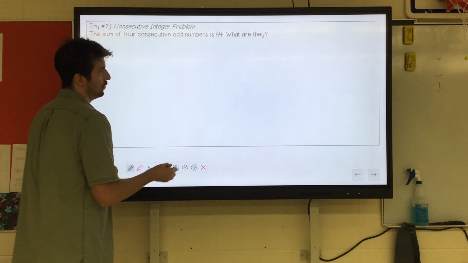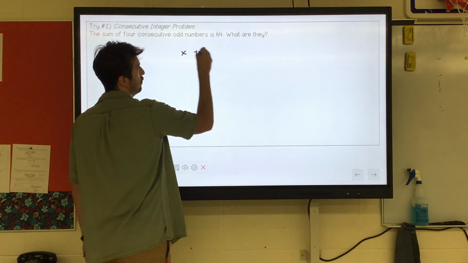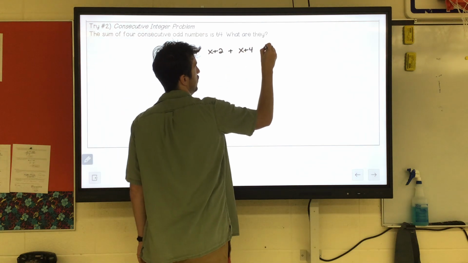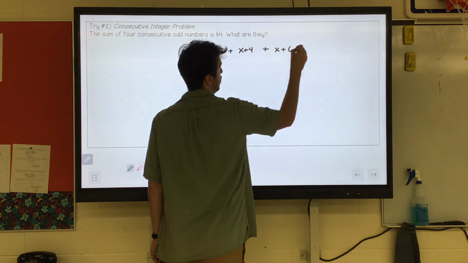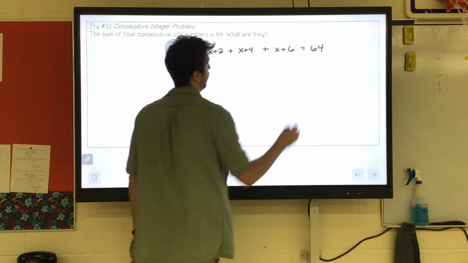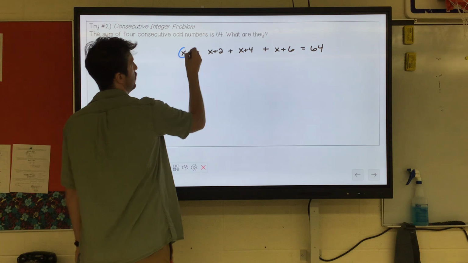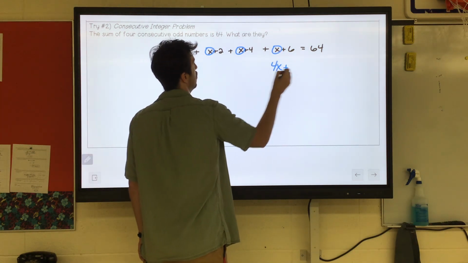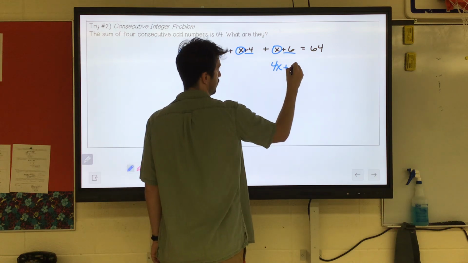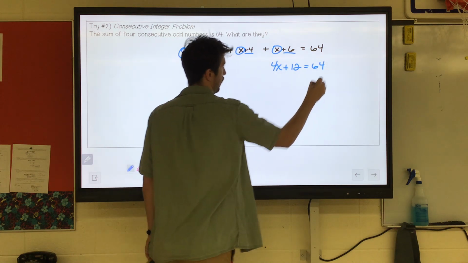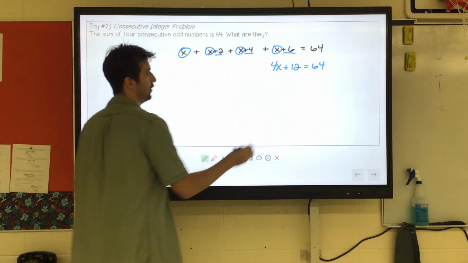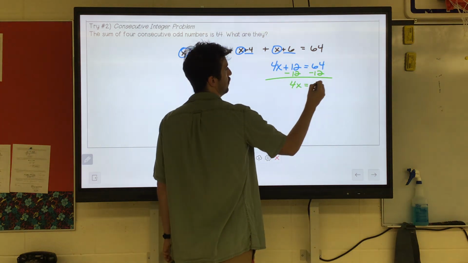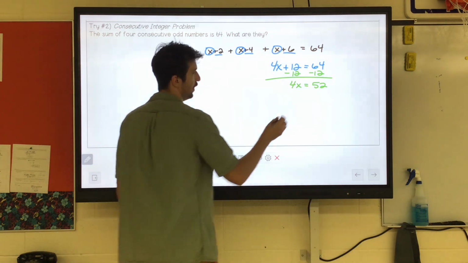All right, so the odd ones are going to go up by 2. So we could say x, the next one's x plus 2, then x plus 4, and x plus 6. Comes out to 64. Our x's, we have 1, 2, 3, 4. 2 plus 4 is 6, plus 6 is 12. 4x plus 12 is 64. We could subtract the 12. 4x equals 52. And then we'll divide by 4.